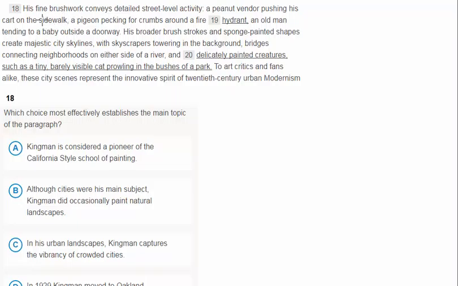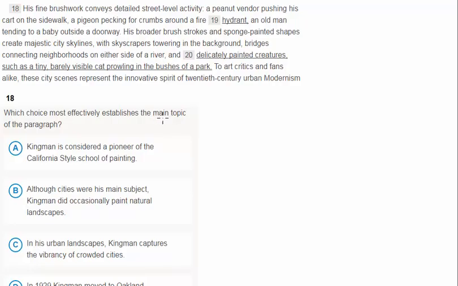In this lesson, we'll review an expression of ideas writing question. Question 18, which choice most effectively establishes the main topic of the paragraph? So just to review, about half the questions on the writing section will be standard English conventions. Those are grammar-based questions, punctuation. But the other half, expression of ideas, these are content-based.